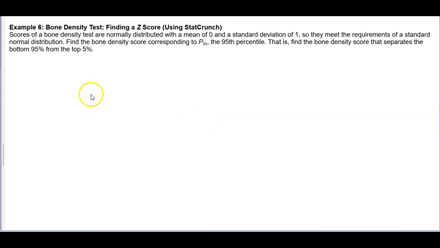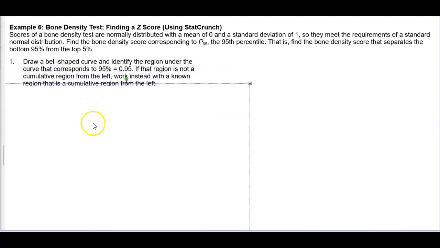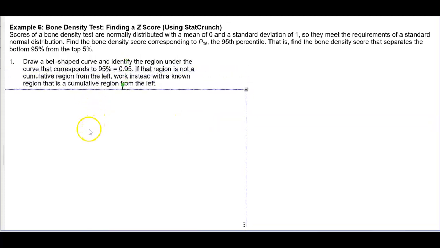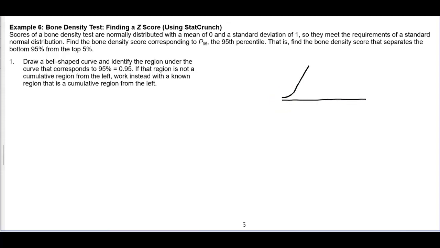The first thing we want to do is draw a bell-shaped curve and identify the region under the curve that corresponds to 95%, which is equal to 0.95. If that region is not a cumulative region from the left, then we work instead with a known region that is a cumulative region from the left. So again, the first thing we want to do is draw your bell curve. You want to get in the habit of drawing the bell curve.